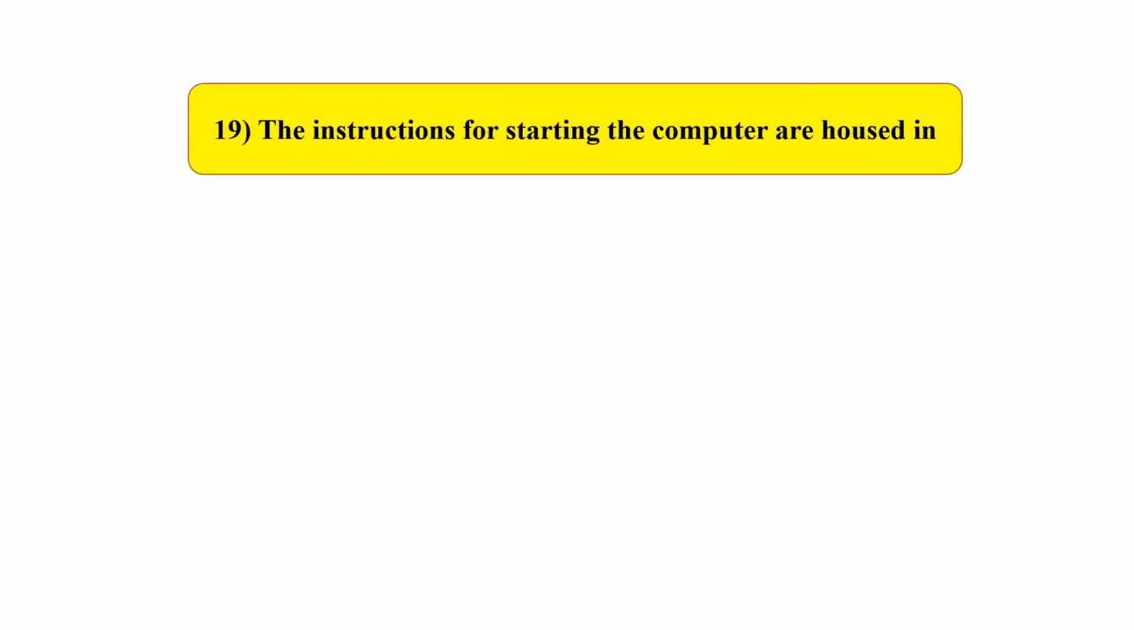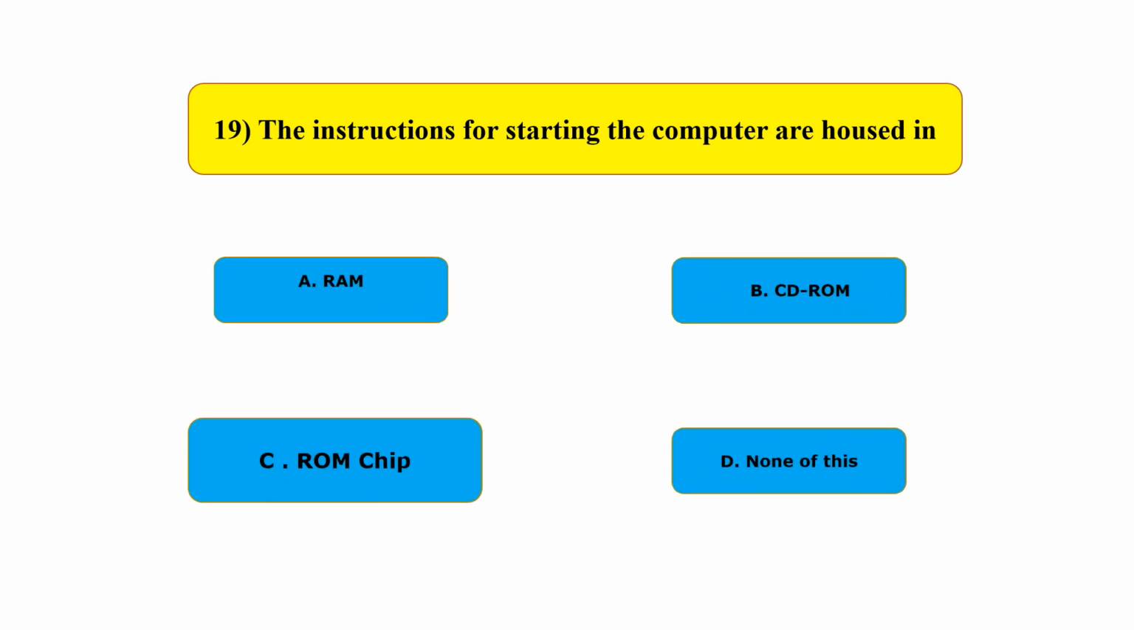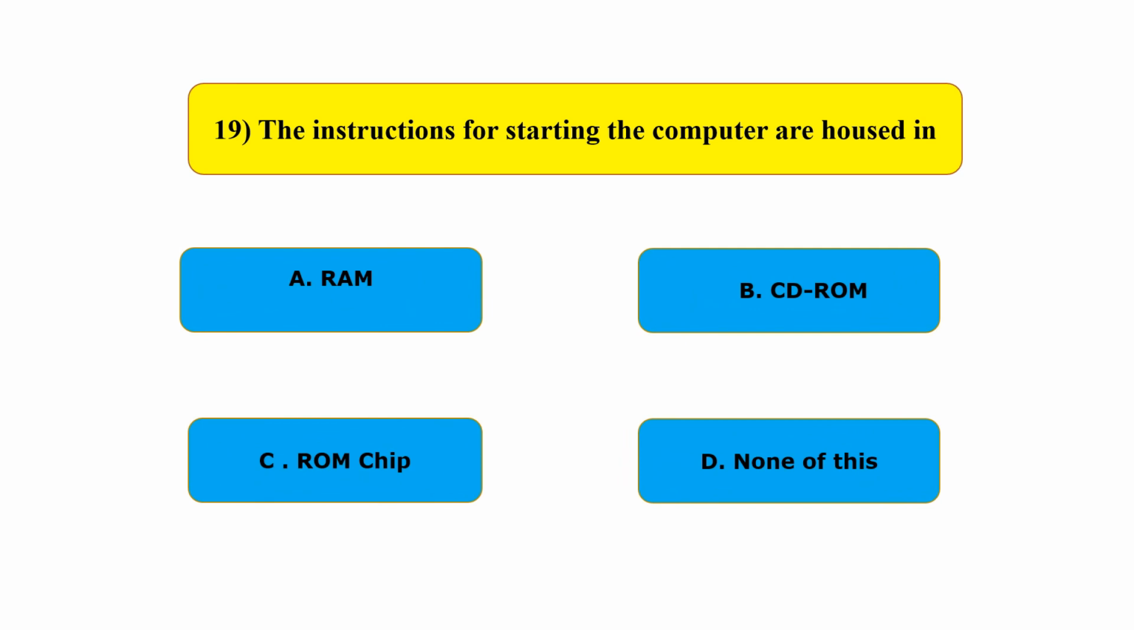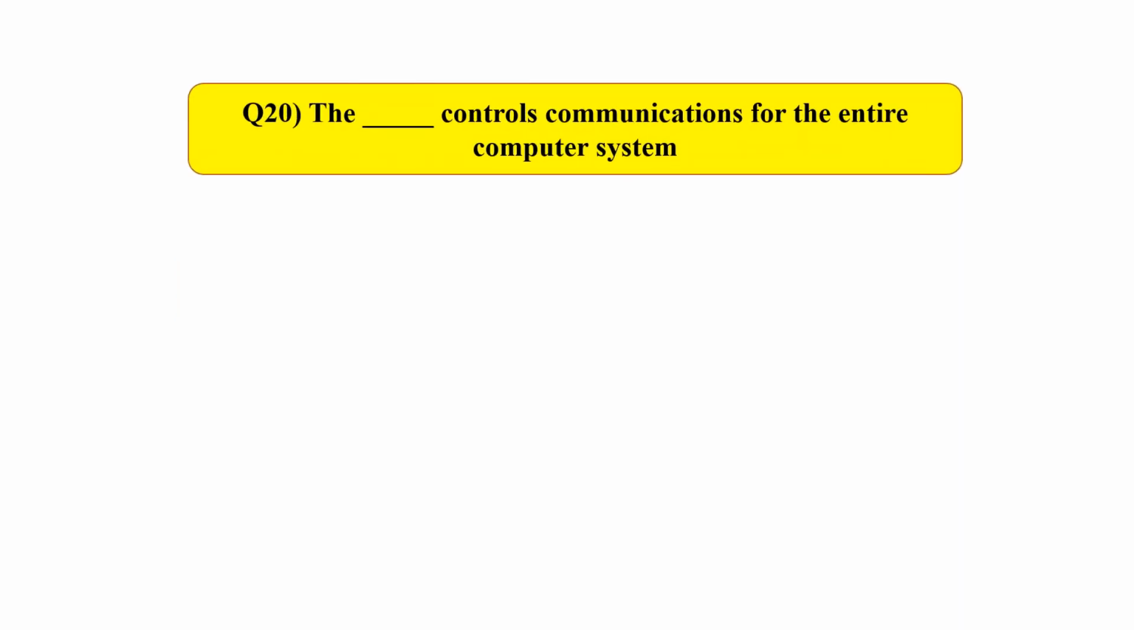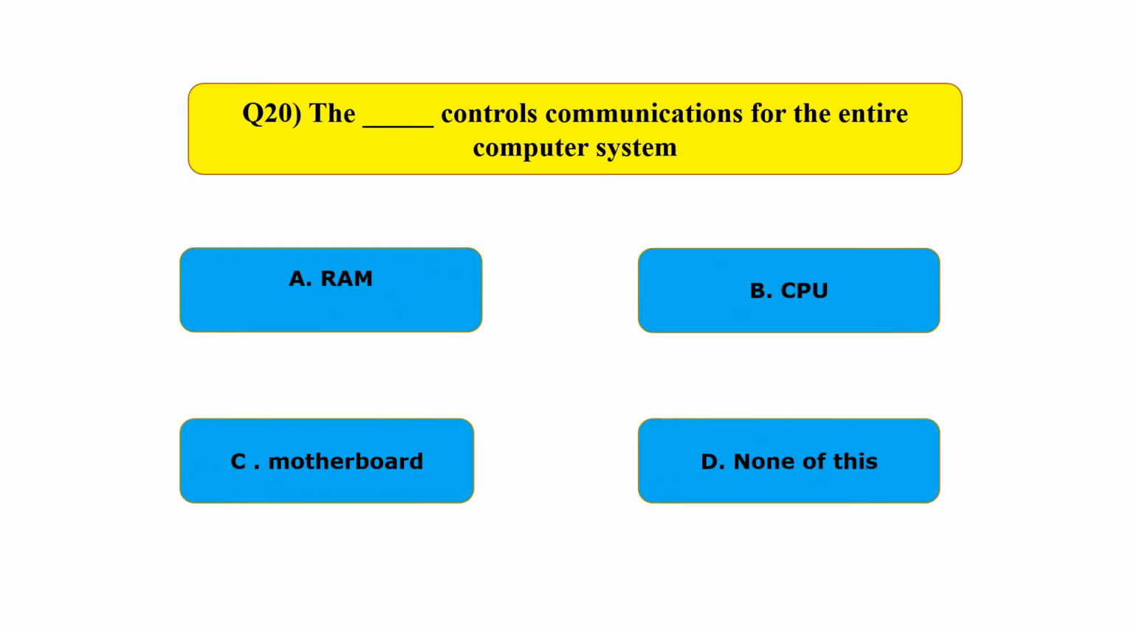The instructions for starting the computer are housed in, answer C. ROM chip. The dash controls communications for the entire computer system. Answer C. Motherboard.